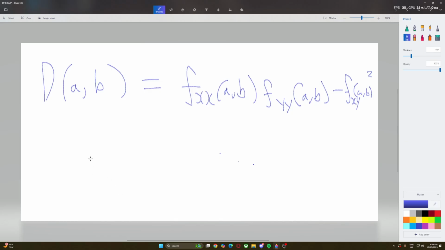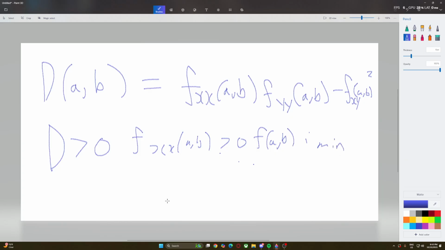Anyway, here's the condition. If D is greater than 0 and f_xx is greater than 0, then at that point f(a,b) is a minimum, just like how a minimum would have a second derivative greater than 0.